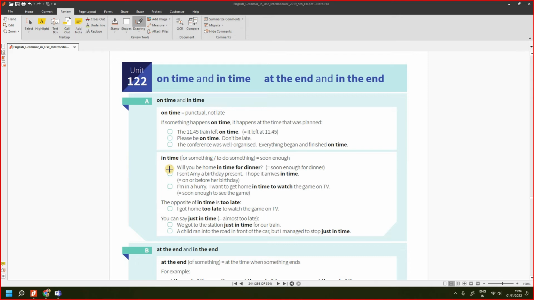Now in time is quite soon, quite early, before the planned time. Okay, will you be home in time for dinner? That means you have to come a little early before the dinner, so that you can refresh and then go for the dinner, like that.